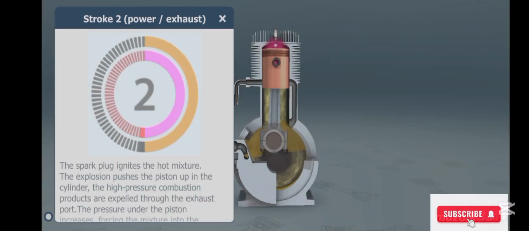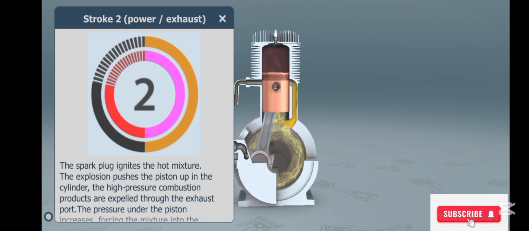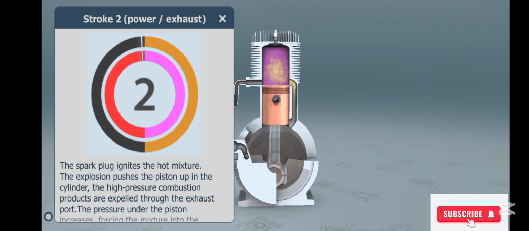During the second stroke, the spark plug ignites the hot mixture. The explosion pushes the piston downwards in the cylinder, and the high-pressure combustion products are emitted through the exhaust port. The pressure under the piston increases, forcing the mixture into the cylinder through the transfer port.